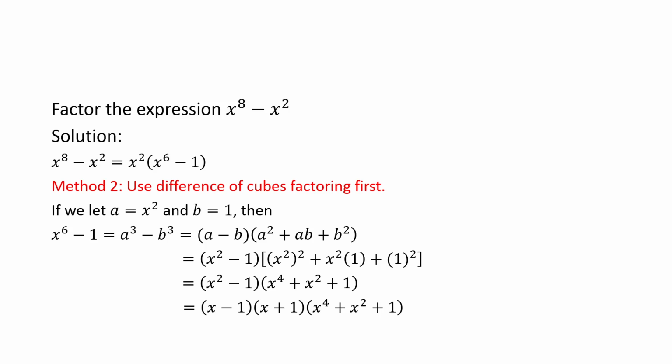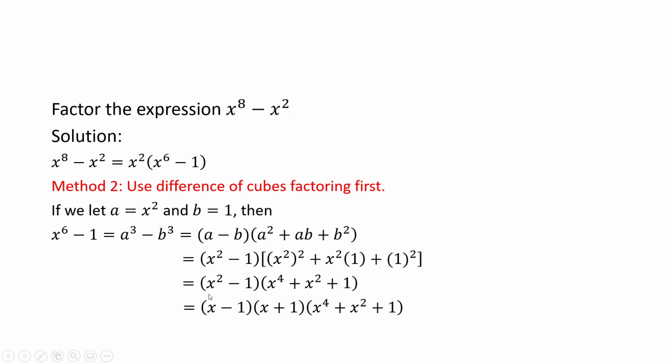Suppose we think of it as a difference of cubes first. Again, to show you what we mean, this second factor, x to the 6 minus 1, we can think of that as x squared quantity cubed minus 1 quantity cubed, therefore making it a difference of cubes. Well, if we do that, if we let a be x squared and b be 1, then we've got a cubed minus b cubed, which is a minus b times a squared plus ab plus b squared. We ultimately get x squared minus 1 times x squared quantity squared plus x squared times 1 plus 1 squared. And ultimately we get x squared minus 1 times x to the 4 plus x squared plus 1.